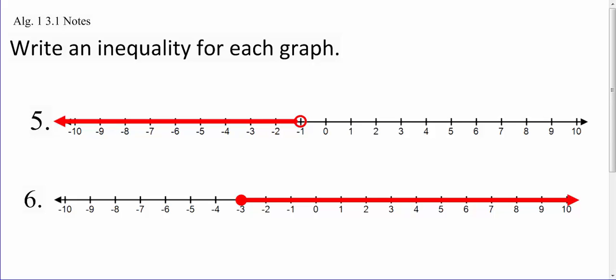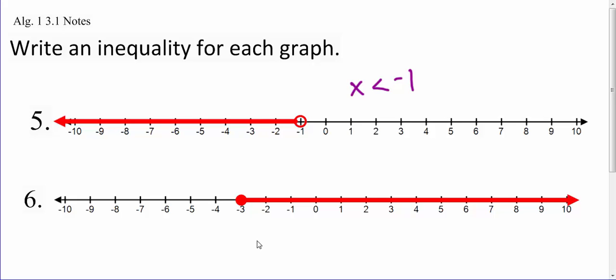Okay, on these next two, we're actually working the opposite direction, where we've got the graph given to us and we want to write the inequality that matches it. So on number 5, one thing I see is that we have an open circle. That tells me it's not equal to. The other thing I see is that the graph is going to the left. Putting those two pieces of information together, it tells me it's going to have to be x is less than some number, and that number is where the circle is, so x is less than -1.